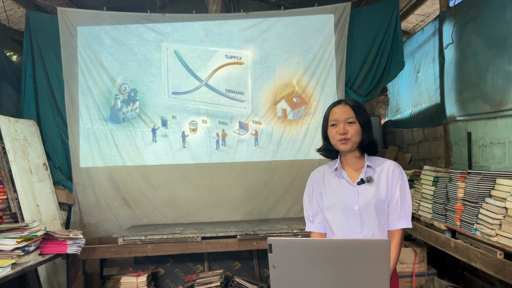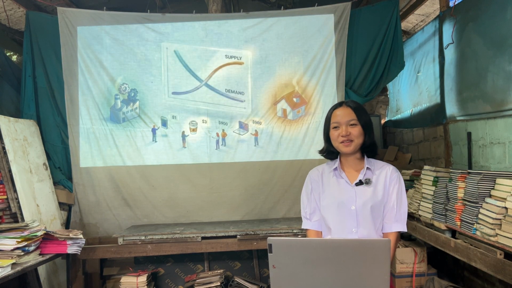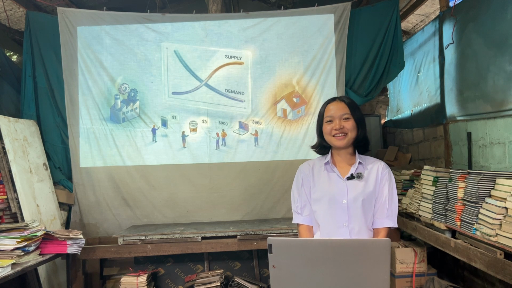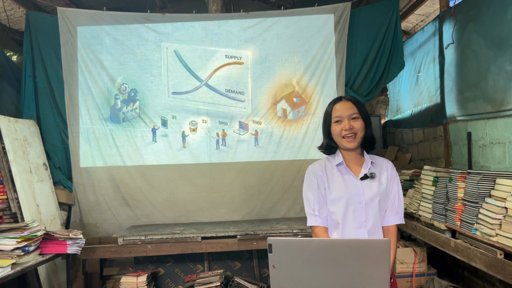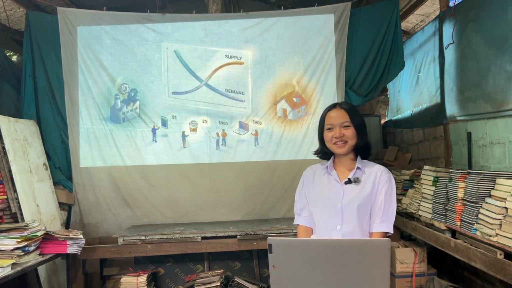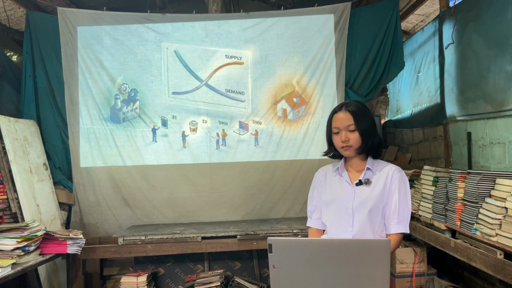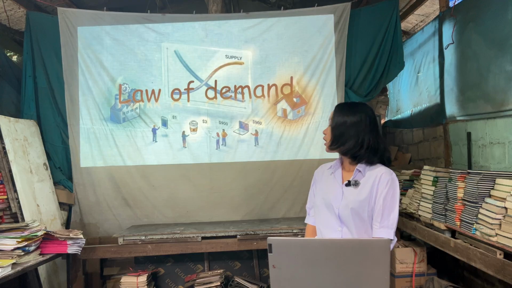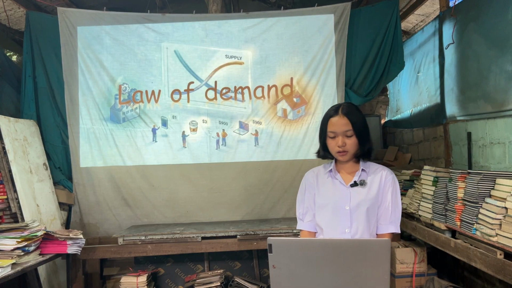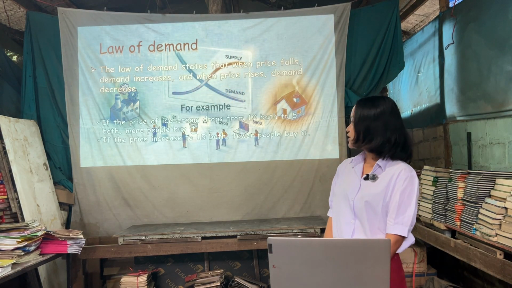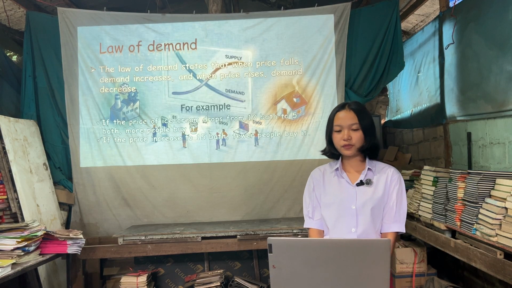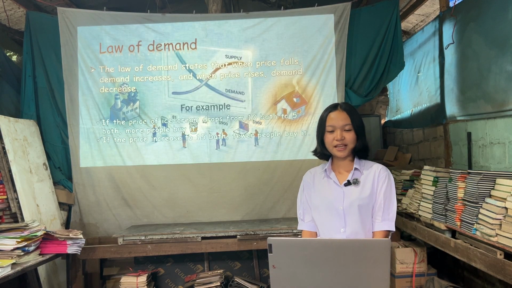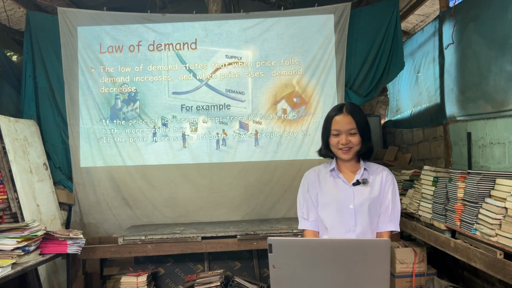And now I am going to present what the law of demand is, why the demand curve slopes downward, and the exceptions to the law of demand. The law of demand states that when the price falls, demand increases, and when the price rises, demand decreases.